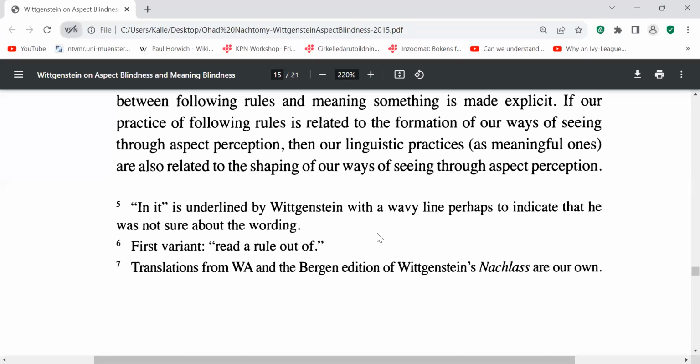If our practice of following rules is related to the formation of our ways of seeing through aspect perception, then our linguistic practices are also related to the shaping of the ways of seeing through aspect perception.